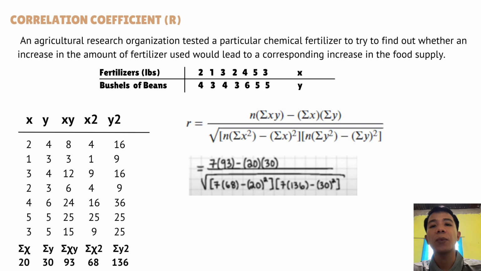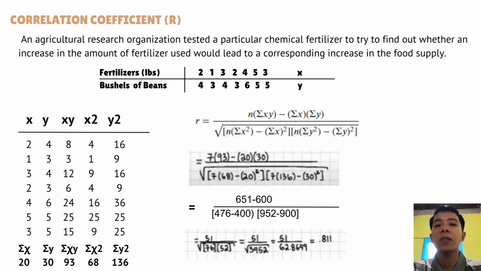Now the next step is to start multiplying and simplifying a little bit. So 7 times 93 is going to give you 651, and don't forget the subtraction. 20 times 30 is going to be 600, divided by 7 times 68 will give you 476. Subtract 20 squared, which is 400, and make sure you put the brackets. Then the next bracket, 7 times 136 will give you 952, and subtract that from 30 squared, which is 900. Close the bracket, and don't forget the square root.